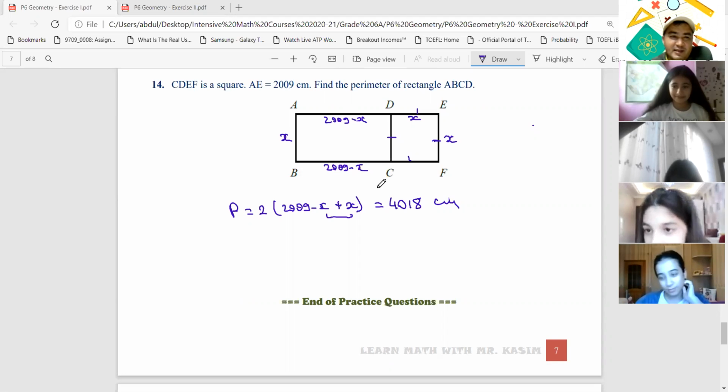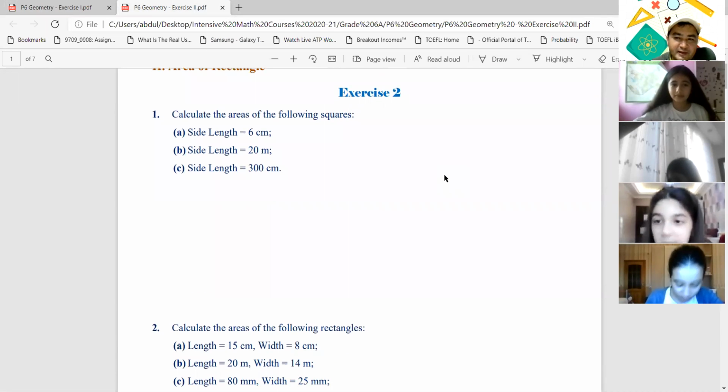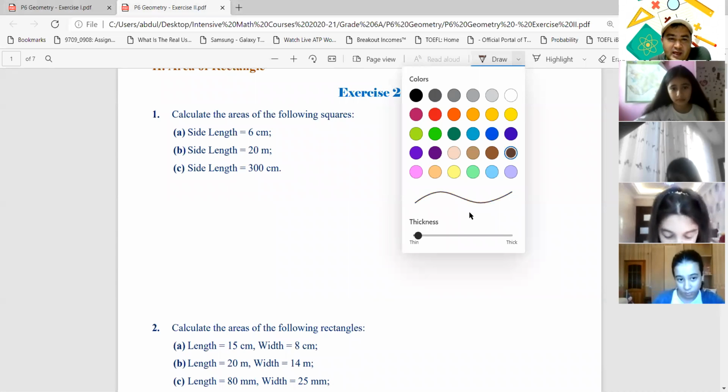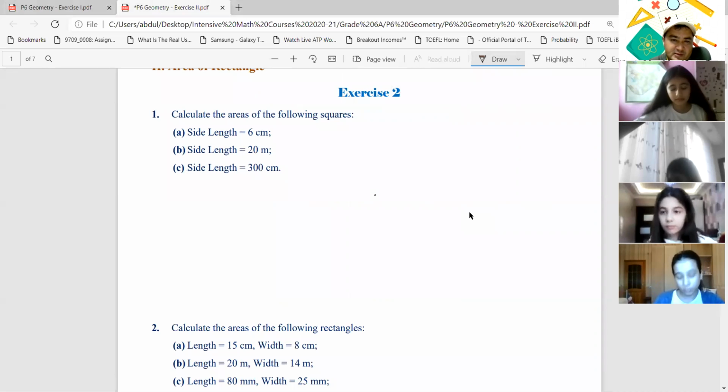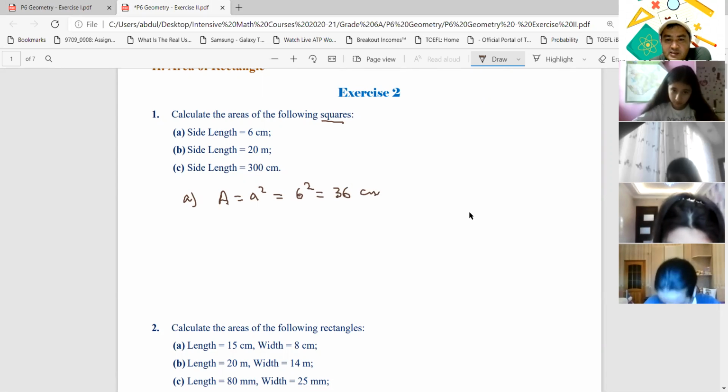Good. Guys, now let's move to the other exercise, okay? So it's about area. From the first two questions, I'll just do one. Okay, I know everybody can do this. Just a kind of warm up, all right? Calculate the area of the following figures. Actually, following squares, right? Side length. So what is the area? For example, it is side length squared. So side length is 6 squared. That's equal to 36 cm squared or square centimeters.